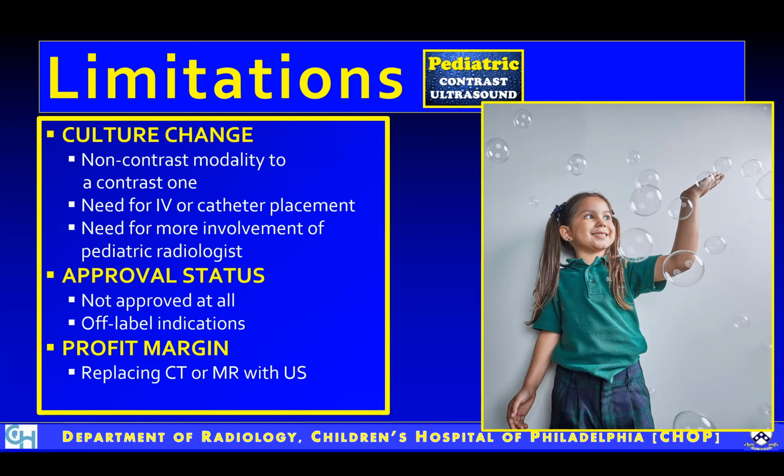And then there is also worry about reducing CT or MR and thus lowering the profit margin for the department. This is less of a huge problem in children because unlike in adults, we don't have a huge number of patients, for instance, with liver masses that would have gone to MR or CT and now are getting ultrasound. The number of patients is so small that the impact on the profit margin when converting contrast ultrasound may be just marginal or no major impact.